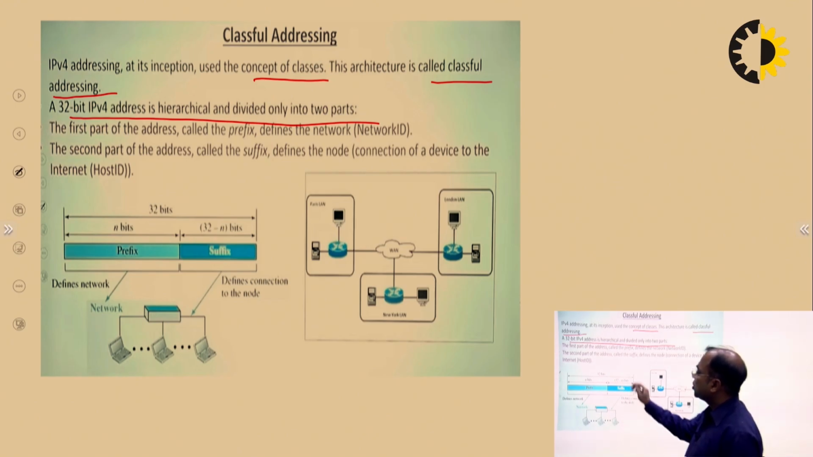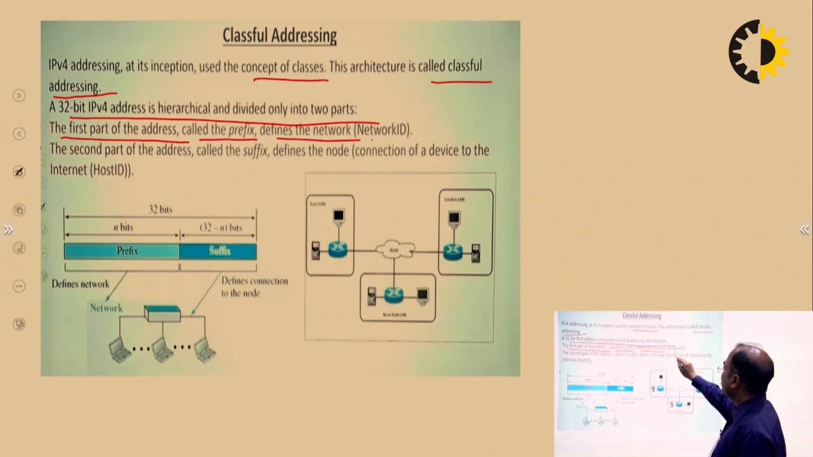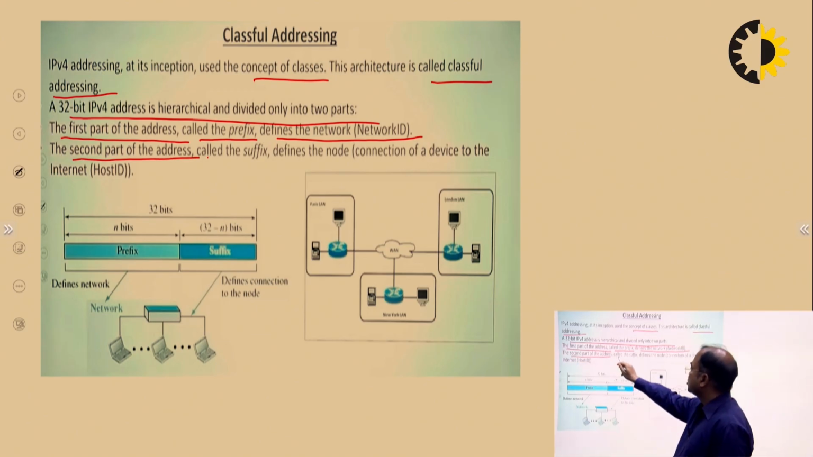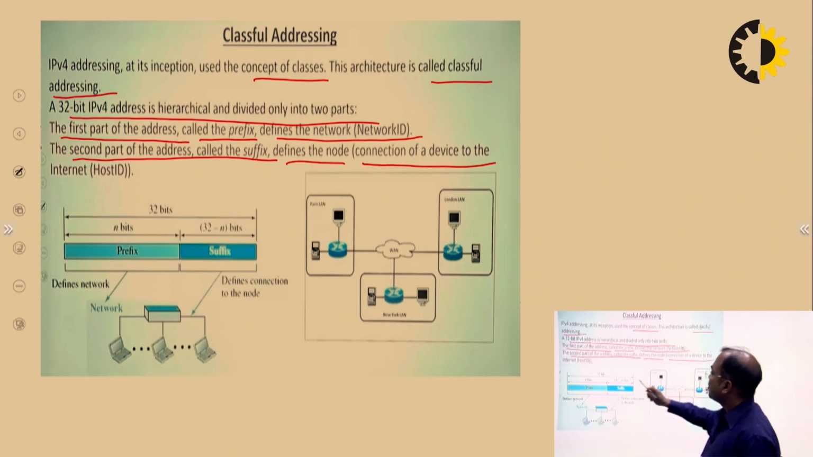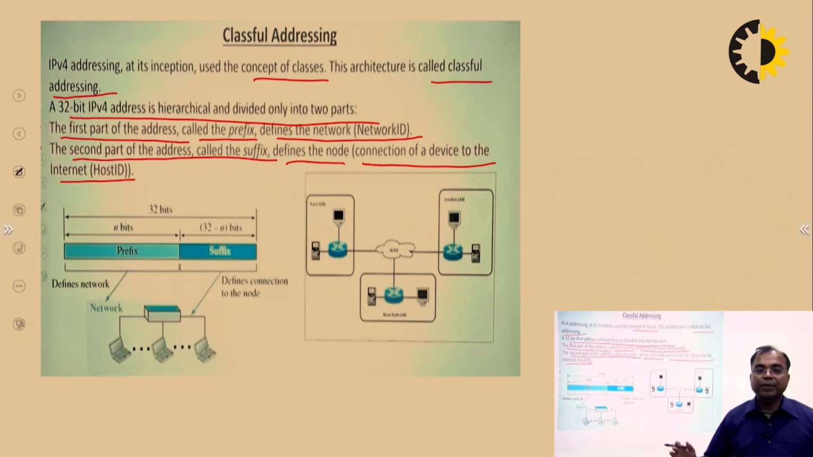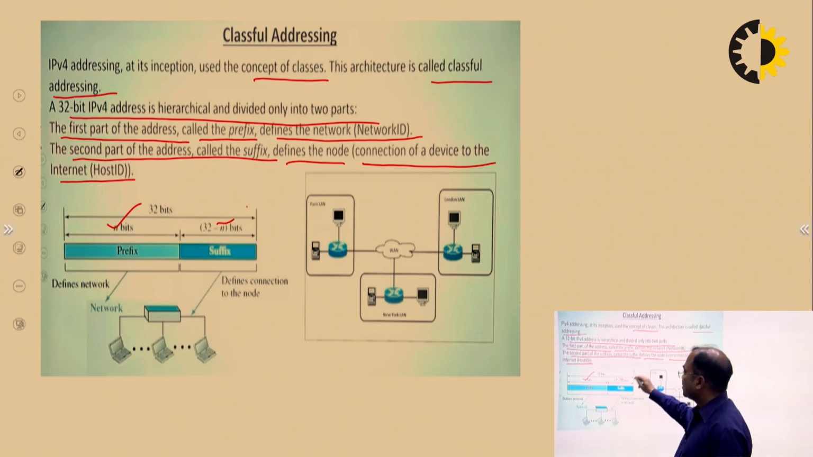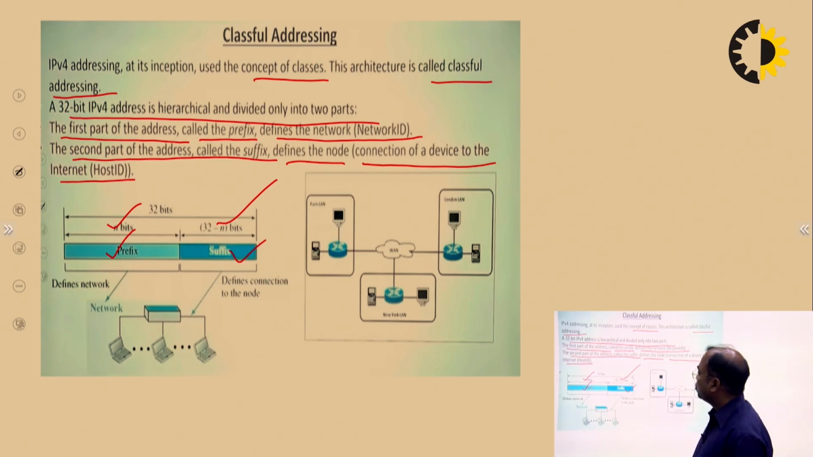The 32-bit address is divided into two parts. The first part is called the prefix, which is the network ID. The second part of the address is called the suffix and defines the node, the connection of a device to the internet, that is the host ID. So we divide the 32-bit address into a prefix part and a suffix part. The prefix part is called the net ID and the suffix part is called the host ID.